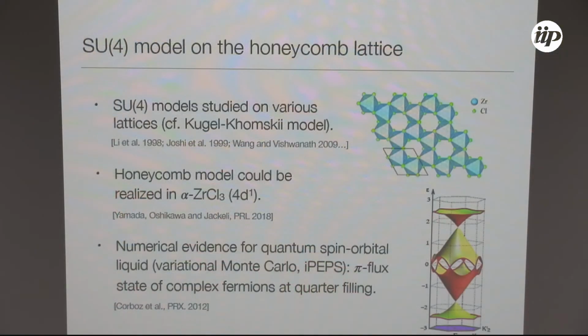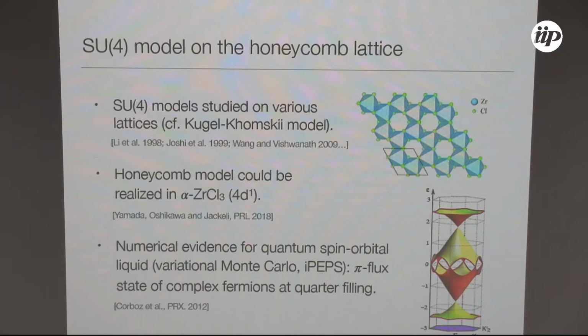The interesting point is that it has also been studied on the honeycomb lattice, and there it was studied with not only variational Monte Carlo, but iPEPS, these projected entangled pair states. And there is very good evidence that the ground state is not magnetically ordered, but is some sort of pi-flux quantum spin-orbital liquid, where the deconfined excitations are complex fermions at quarter filling. Quarter here because there are 4 different colors of these fermions. And this state is such that at quarter filling, there is a Dirac point in the spectrum. So this would be a gapless spin-orbital liquid.